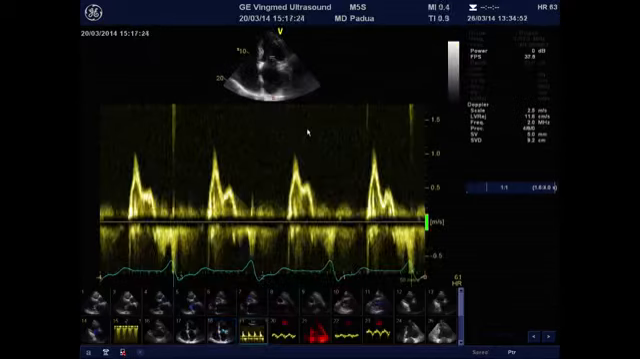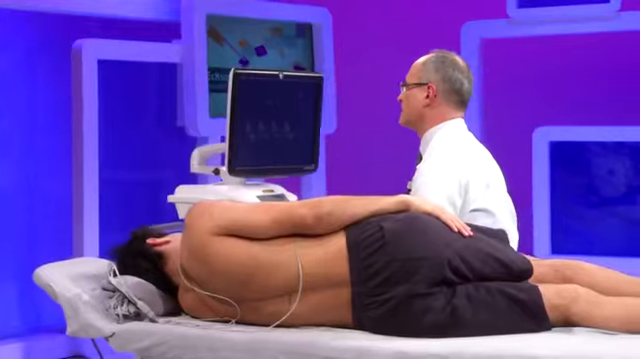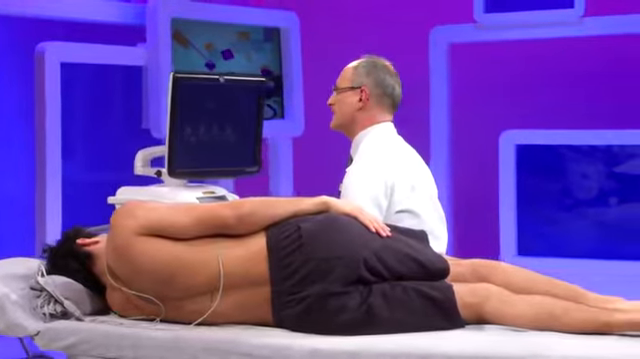And then you put the sample volume of your pulse Doppler at the tip of the mitral leaflets to record the pulse Doppler of the mitral inflow. Usually, patients with previous heart transplant have a pattern that is a restrictive one. The E wave is much taller than the A wave. The deceleration time is really brief.